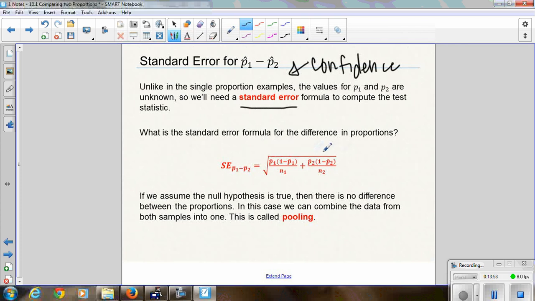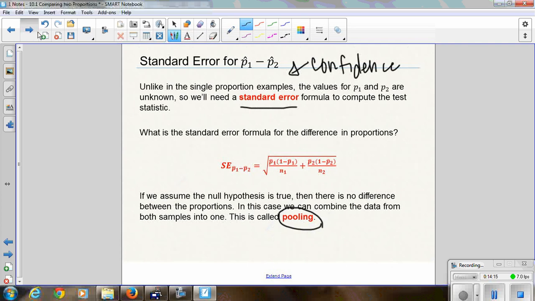And so it's essentially the same exact formula, except instead of using the claim, I'm using my sample proportion in the formula. Now, if we're doing a test, we're usually assuming the null hypothesis is true. And if the null hypothesis is true, then we're basically saying that there's no difference between the two proportions. So if there's no difference between the two proportions, it's the same as saying that they came from one population. So we do this thing called pooling. And I know this seems kind of confusing, but it really isn't.